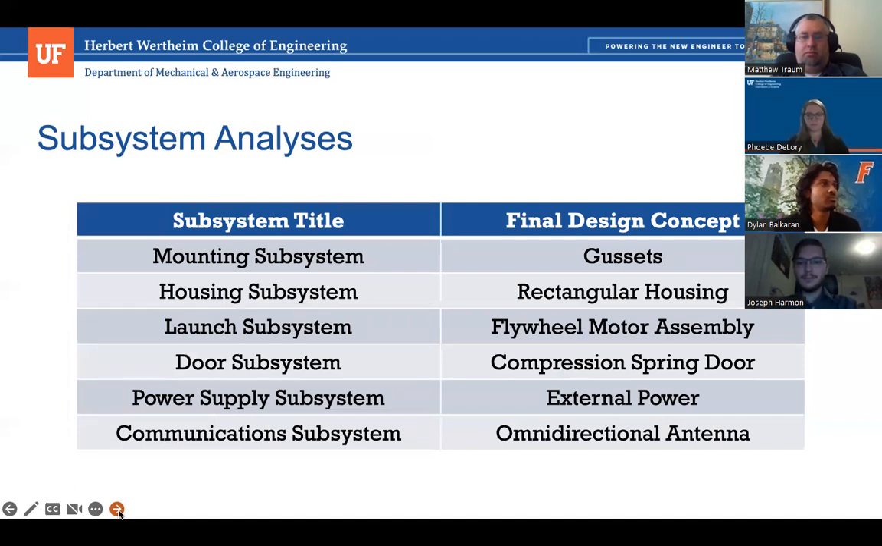So each subsystem that we decided to go with for this concept is covered by a final design concept shown here in this table. For the mounting subsystem, we went with gussets as described earlier. The housing subsystem has a rectangular housing made of sheet metal. The launching subsystem has a flywheel motor assembly as shown earlier. The door subsystem comprises a sheet metal door with compression spring hinges. The power supply subsystem, with the aid of the Team 6 Aero team, is going to be externally powered using the launch vehicle and a power cord. And lastly, the communication subsystem uses an omnidirectional patch antenna.